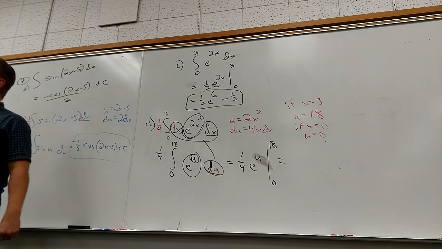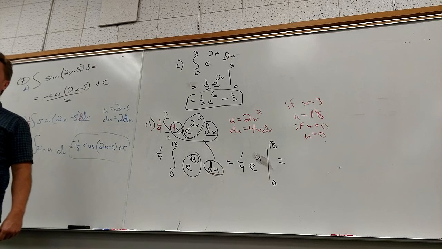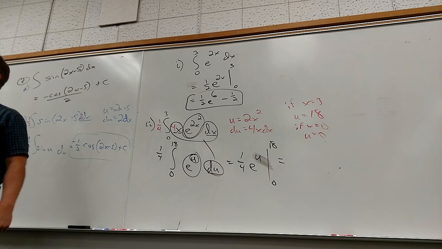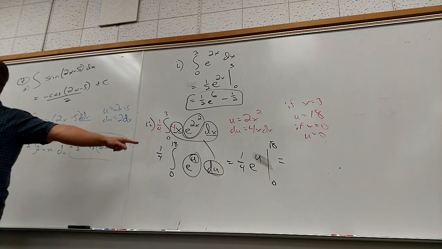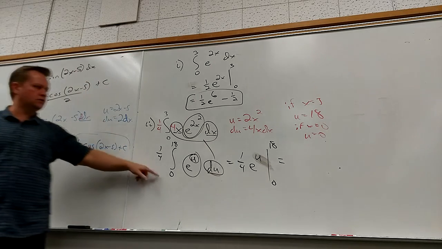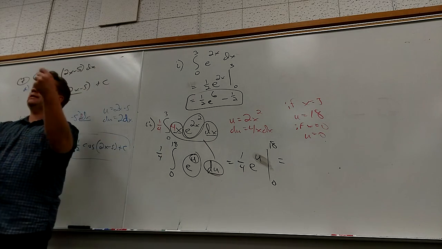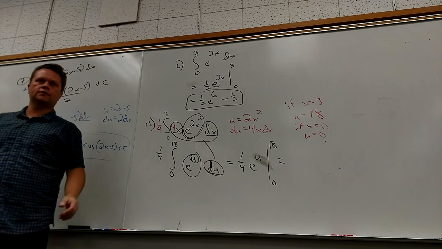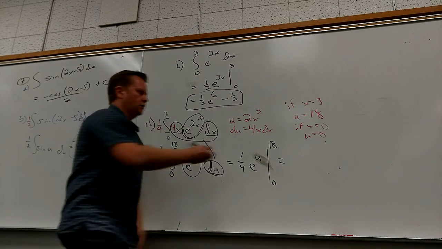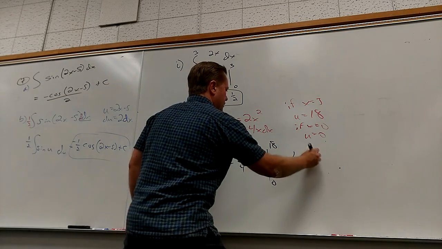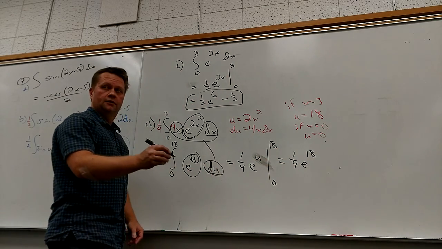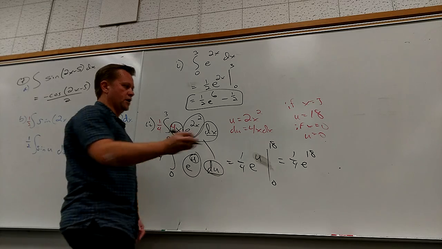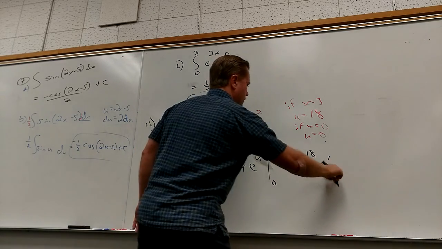So if you do the method where you change the limits, you don't have to take u back to x. One reason I hate this method is because if the limits aren't there, you have to take it back to x. And your brain is like, when do I take this back to x? But now I got to do, what was this? It'll be 1/4 e to the 18 minus 1/4. Because e to the 0 is 1.